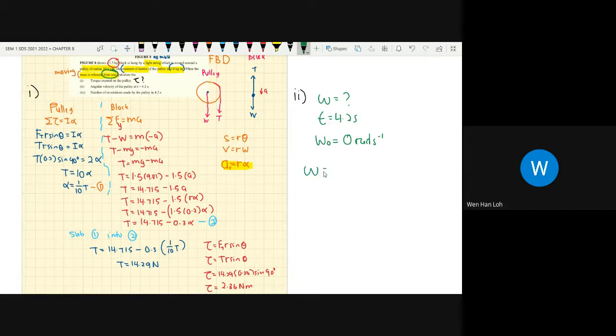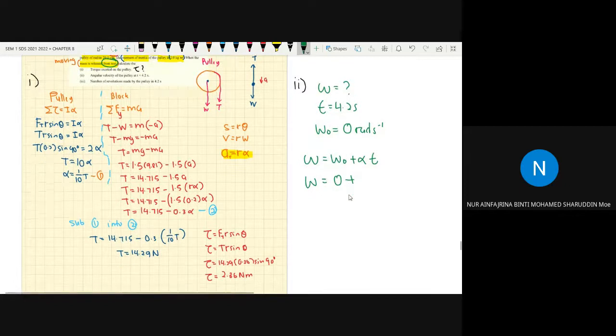Omega equals to omega naught plus alpha t. Very good. So you tahu you punya omega, kita nak cari. Omega naught adalah kosong. Angular acceleration, macam mana Miss nak cari angular acceleration? Cuba tengok balik dekat Miss punya equation yang panjang ni. Macam mana Miss boleh cari angular acceleration? First equation. Okay, this first equation. So what you gonna do?